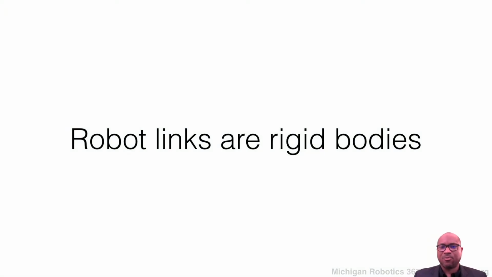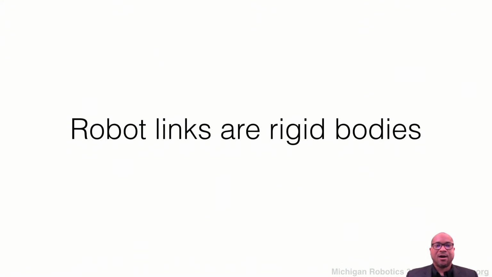One thing I should note before we leave this topic is that we've been treating dynamics in this case only as particles. But we should note that robot links are actual rigid bodies. So now we're going to start to expand into thinking about robots with geometry, robots that take up space and are not just point masses.